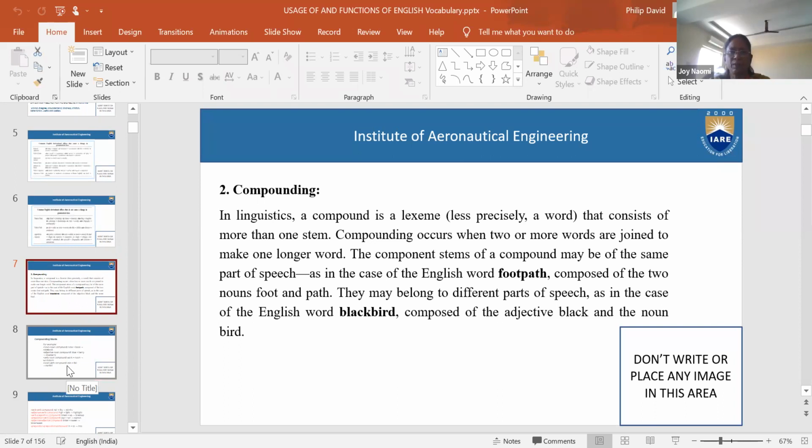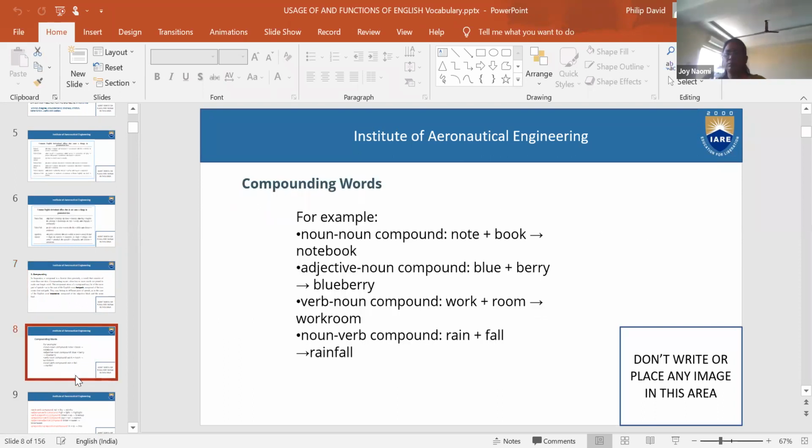Continuing. Yes, please continue reading. The student who has read just now, please read. What happened, N5? You're not reading? Not N5, N6. N6, please read.